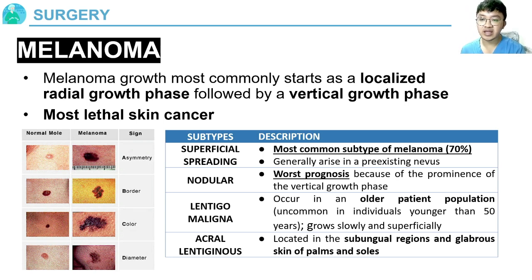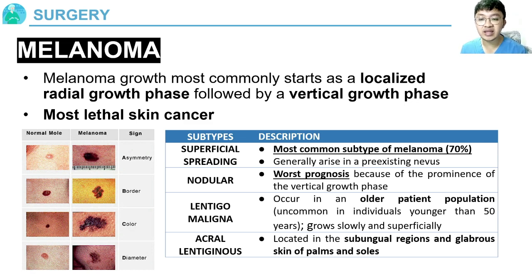Melanoma, again, is the most lethal skin cancer. When it grows, it starts first in a localized, radial growth phase going outside, followed by a vertical growth phase. So if it's just spreading superficially, it's just an early phase, and it's the phase which is most common. Superficial spreading, again, is the most common subtype of melanoma, approximately 70%, and they usually arise from a pre-existing nevus. Then when it goes down, it becomes more nodular and more advanced. That's why the nodular subtype of melanoma has the worst prognosis, because of the prominence of the vertical growth phase.